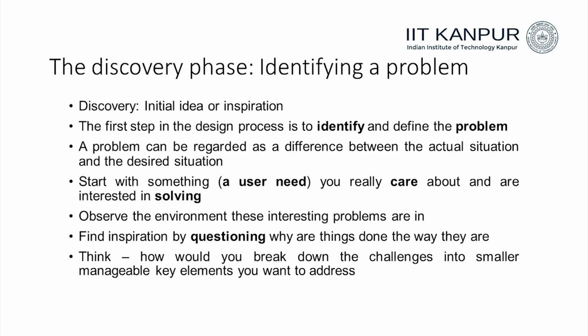Also, you need to observe where these interesting problems lie. So, for instance, sending a spaceship to Pluto means operating in the solar system, right. So, you need to understand the dynamics of the solar system, and only then can you go about solving it. And also you need to find inspiration by questioning why things are done the way they are. So, why is it that we take certain orbital maneuvers? Why is it that all these planets are going around the sun? So, understanding and questioning those will help you define the problem. Okay.